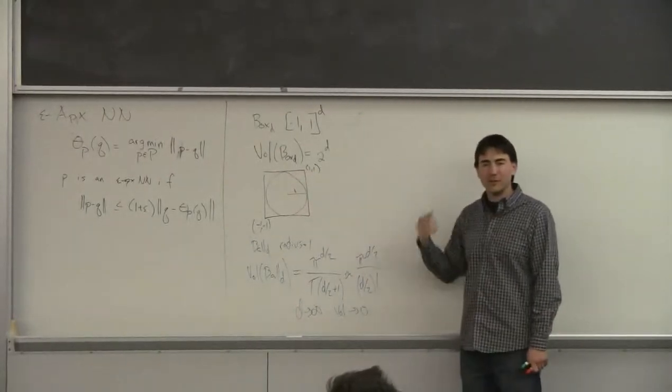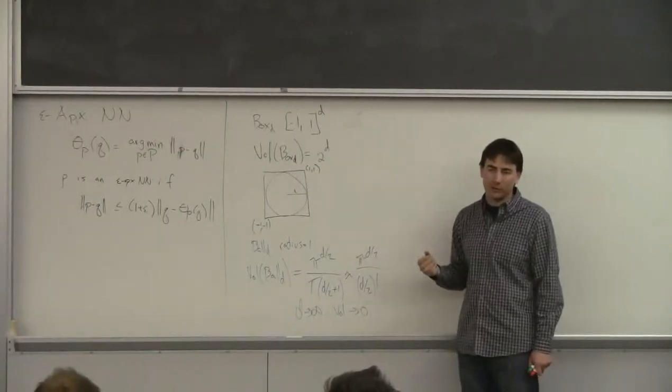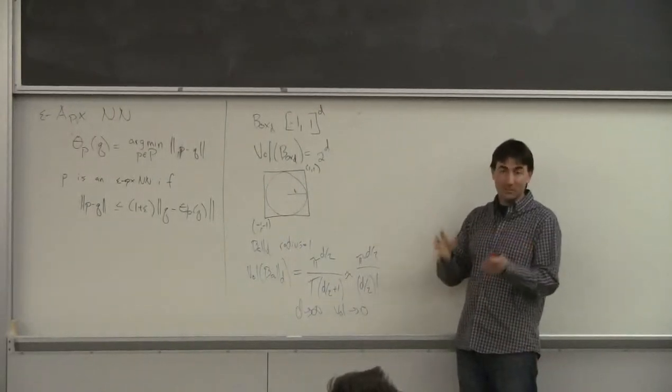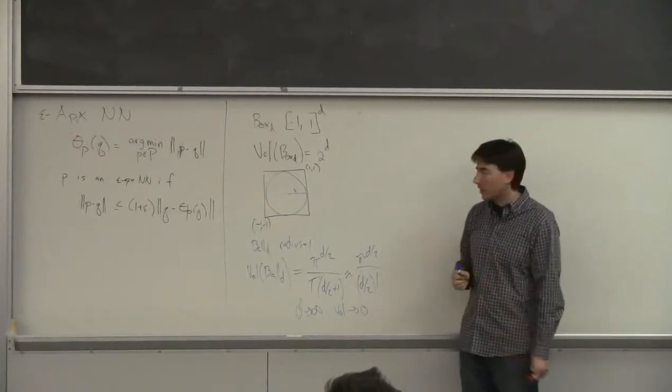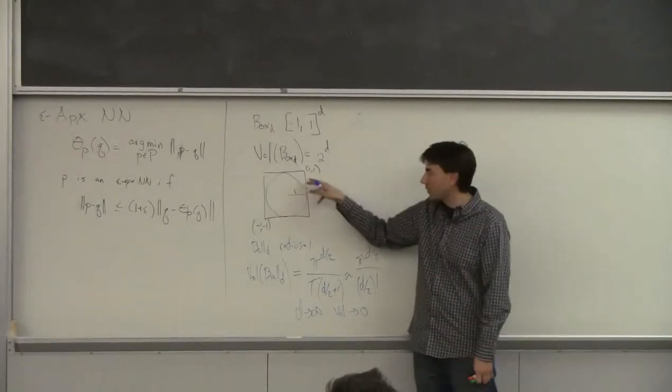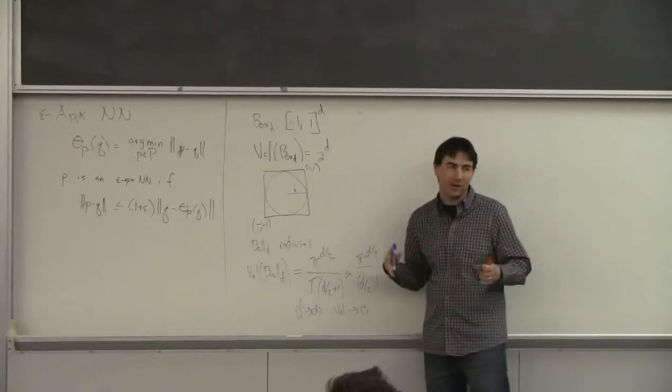But when you get up to every dimension you add, you double the number of corners. In fact, these corners are actually getting bigger and bigger. They're getting a bigger and bigger percentage of the box. And so this ball relative to the box is getting smaller and smaller.